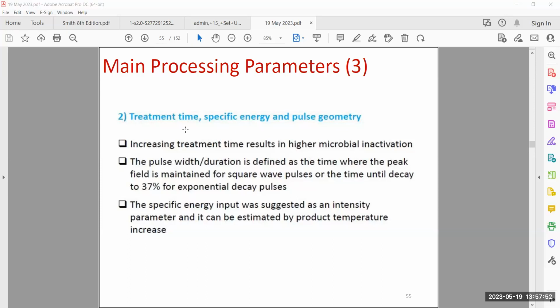Tapi sometimes when we treat milk, for instance, macam saya ada buat research berkenaan susu, bila kita terlalu tinggi sangat dia punya EFS atau terlalu tinggi sangat dia punya treatment time, what happens to the susu, dia bau macam terbakar atau caramelize. Okay, so tak berapa bagus juga because terlalu banyak energy being given to the milk.